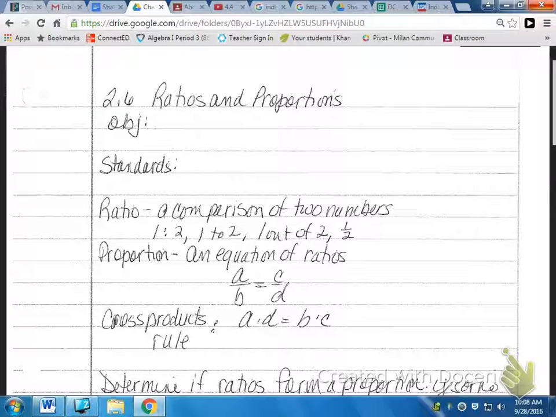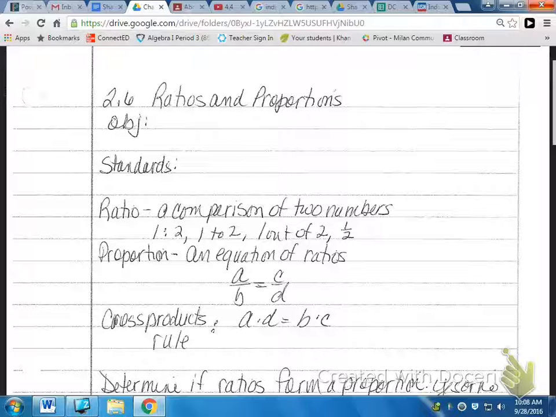Lesson 2-6, ratios and proportions. The objective, I don't know why it's not written in there, but the objective would be able to solve proportions or see if ratios are equal and to solve proportions for a missing value.